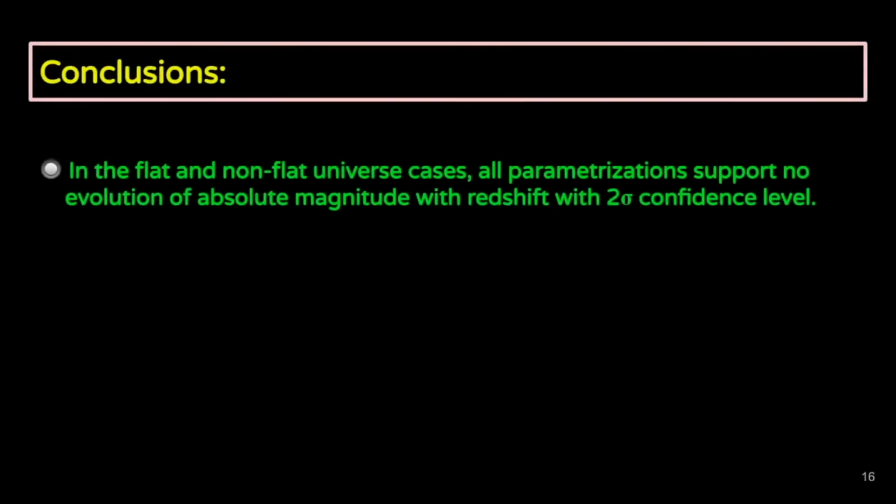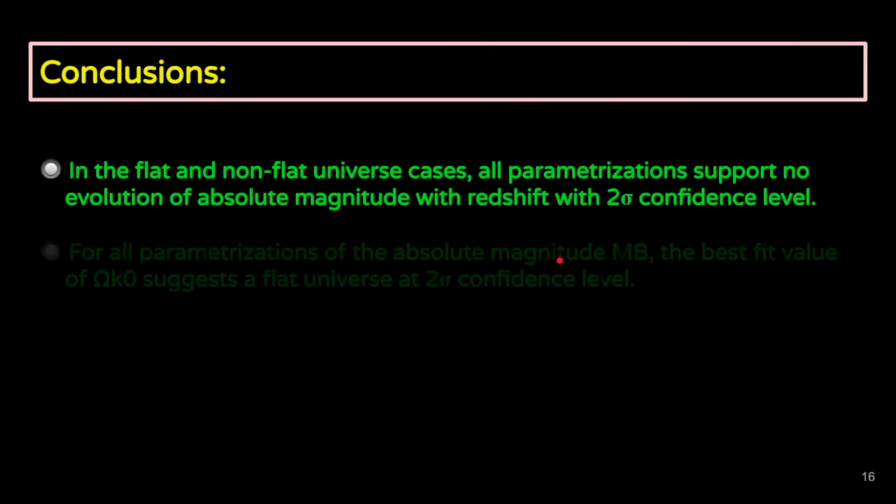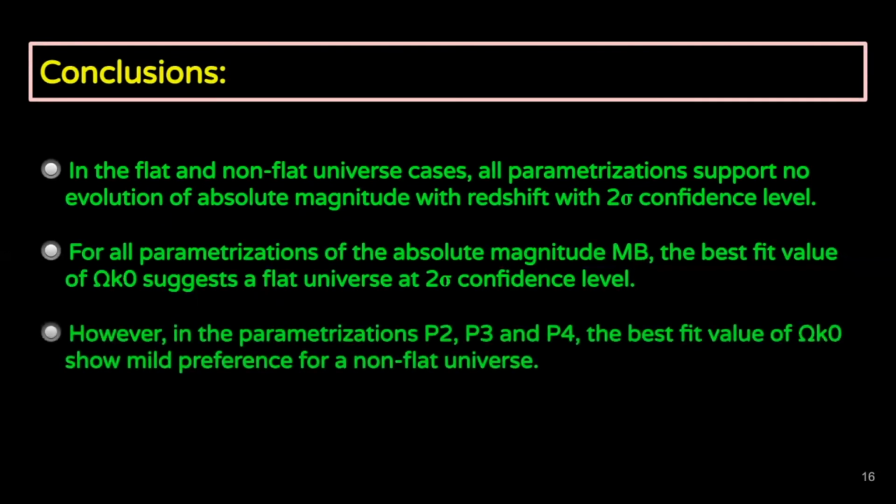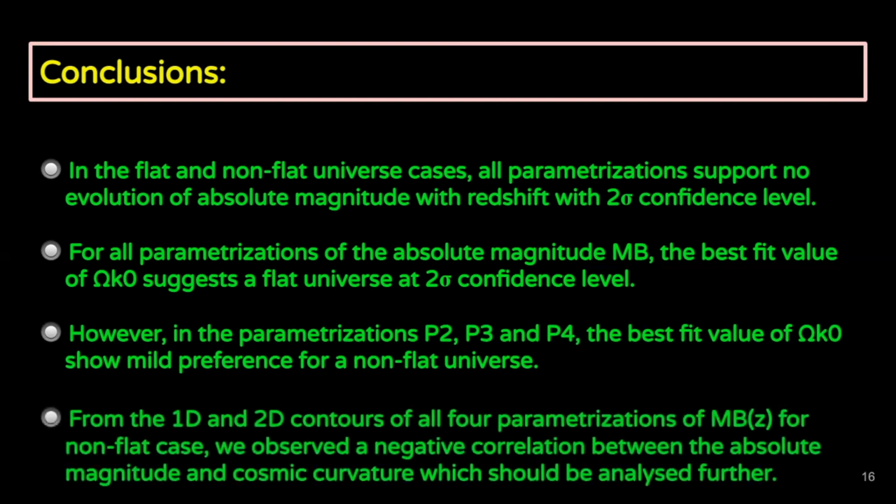The conclusion of this analysis is that in the flat and non-flat universe, all parameterizations support no evolution of M_B with respect to redshift at the 2 sigma confidence level. Also, the best fit value of Omega_k suggests a flat universe at the 2 sigma confidence level. However, in parameterizations P2, P3 and P4, the best fit value of Omega_k shows a mild preference for a non-flat universe, and the 1D contour for all parameterizations shows a negative correlation between all these parameters. Thank you for your attention.